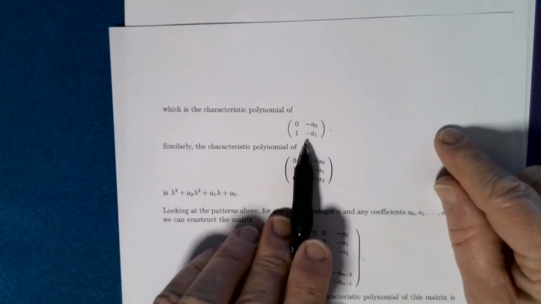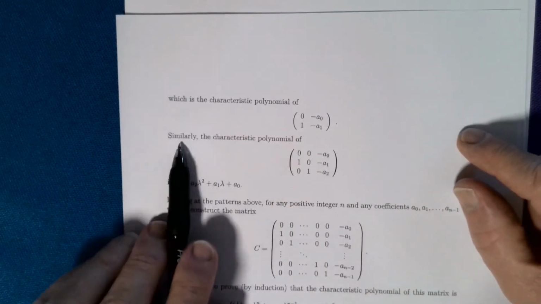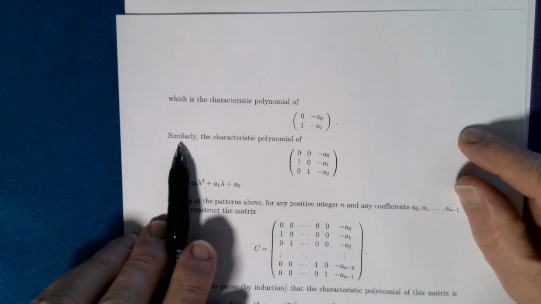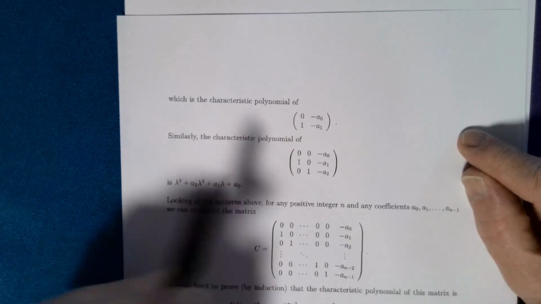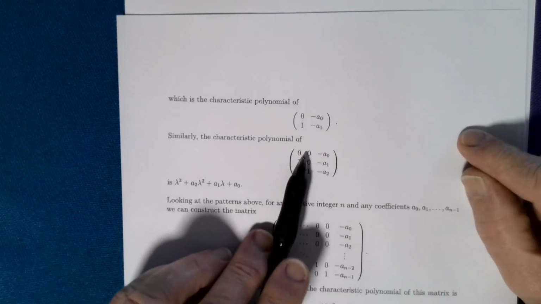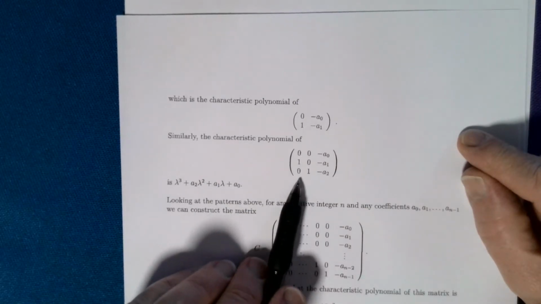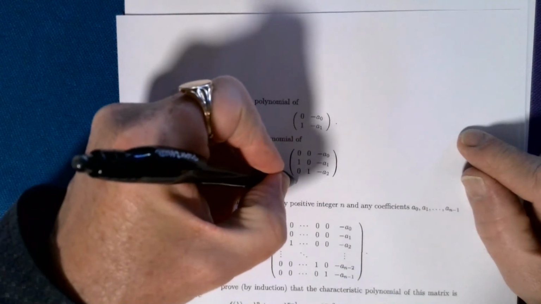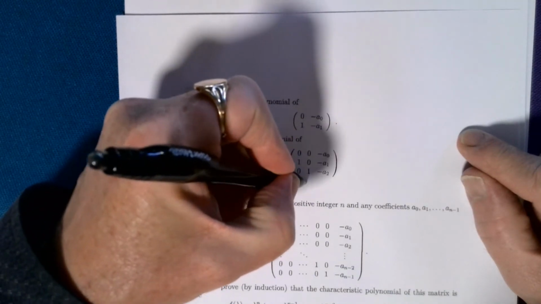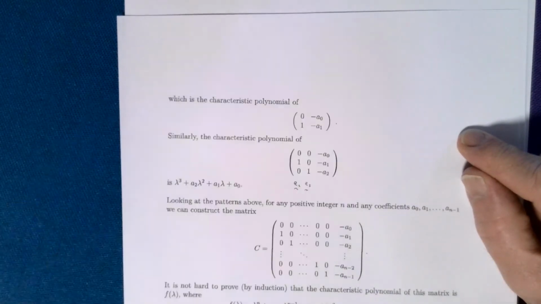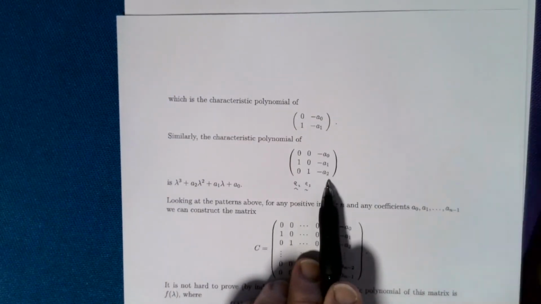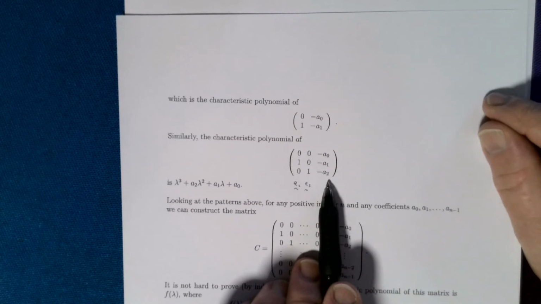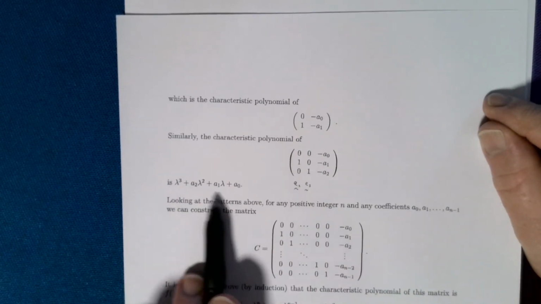Now you can do a similar thing for the cubic. It's a little bit more fiddly, but you can pattern match. And so we have 0, 1, 0, 0, 0, 1. Notice that this one is E2, and this one here is E3, our standard basis vectors. And then I get minus a0, minus a1, minus a2. And if you get the characteristic polynomial of that, it turns out to be this generic monic cubic.